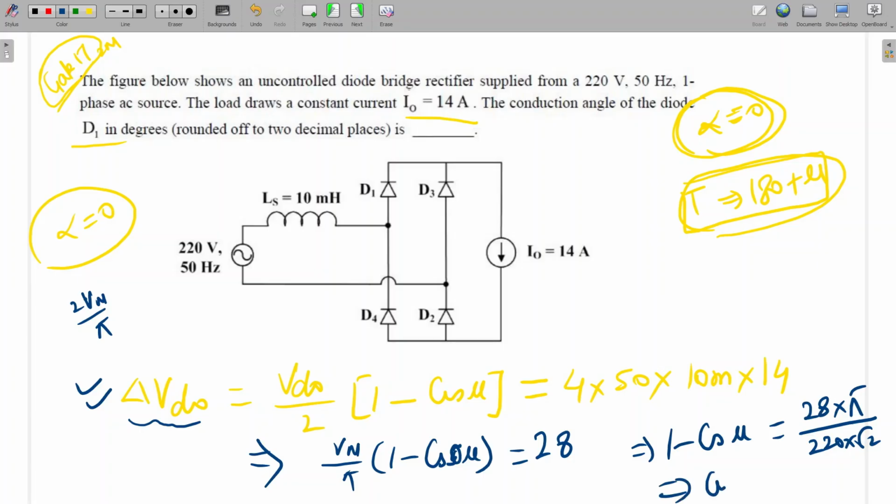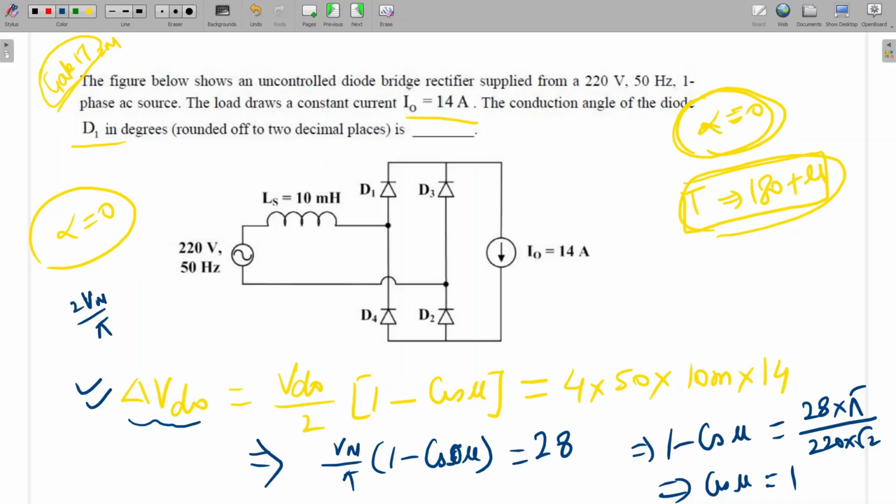So cos mu will be 1 minus this value, so 1 minus 28 into pi divided by Vm. Sir, we are getting mu as 44.17 degrees. Okay, one second. Correct, only 44.17. The answer I have written there. Sir, that much it will conduct.